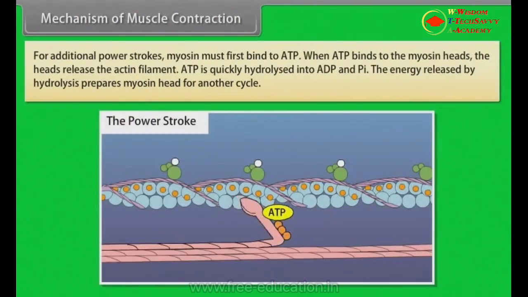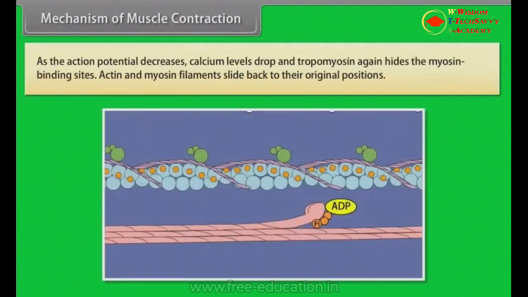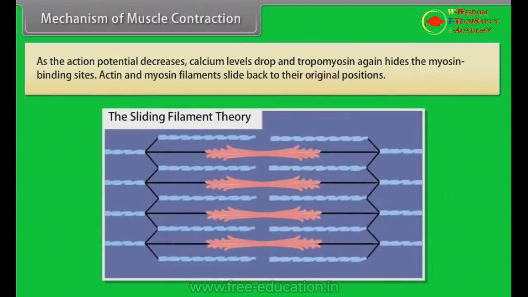For additional power strokes, myosin must first bind to ATP. When ATP binds to the myosin heads, the heads release the actin filament. ATP is quickly hydrolyzed into ADP and Pi. The energy released by hydrolysis prepares the myosin head for another cycle. As the action potential decreases, calcium levels drop and tropomyosin again hides the myosin binding sites.